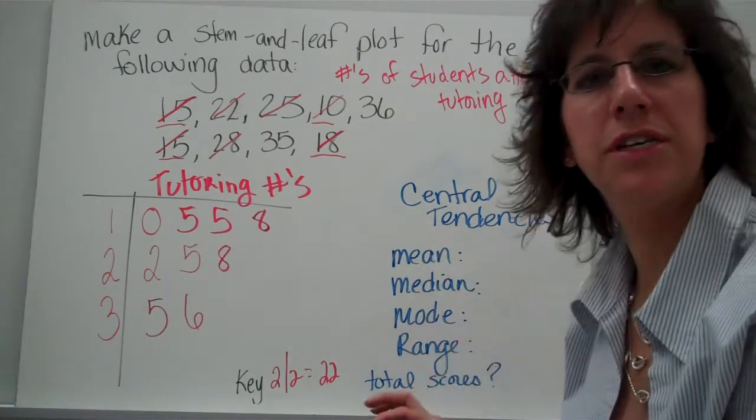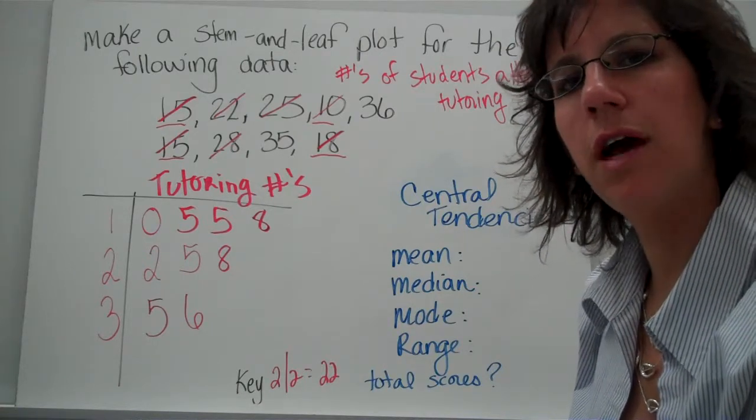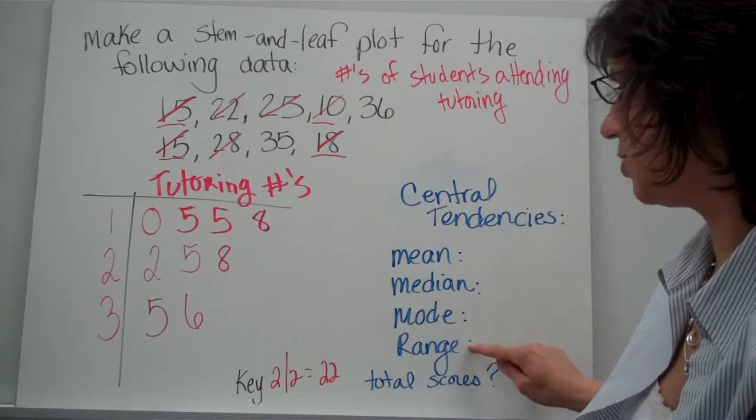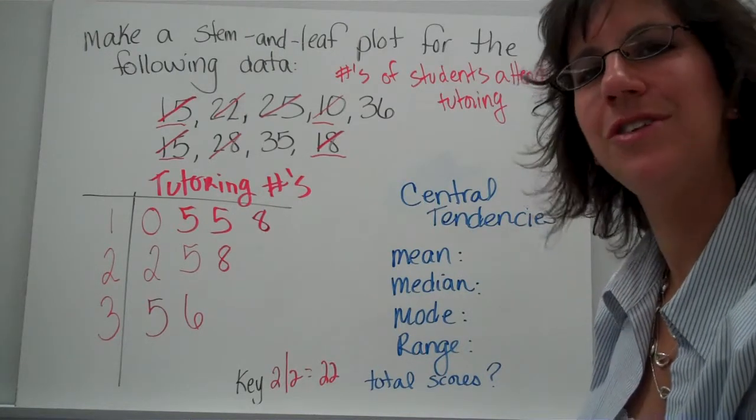Some typical questions that you're going to see for stem and leaf plots are finding the central tendencies. So go ahead and pause the video and find the mean, median, mode, and range and total of all those scores. And then come on back and I'll give you the answers and you can see how you did.